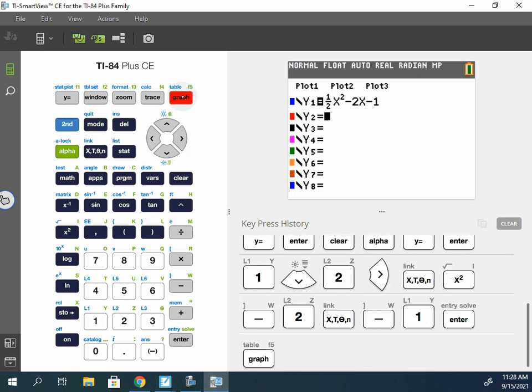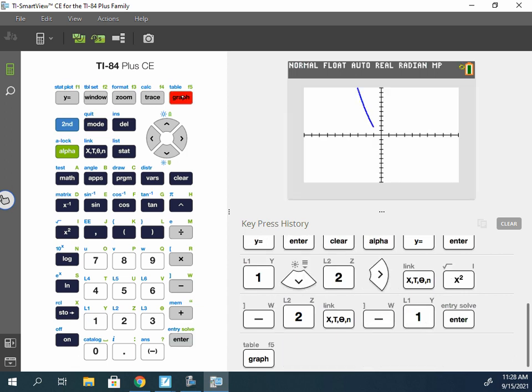Once we get it typed in and you hit graph, the function's also on your sheet. Which direction does this open? Up, yes? So would we have a maximum or minimum value? Minimum, yes? It's the lowest point.